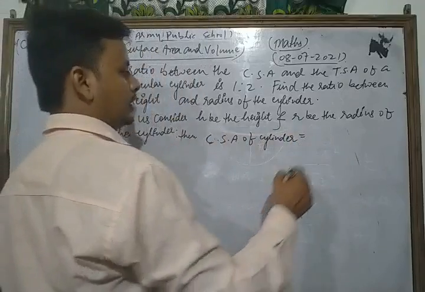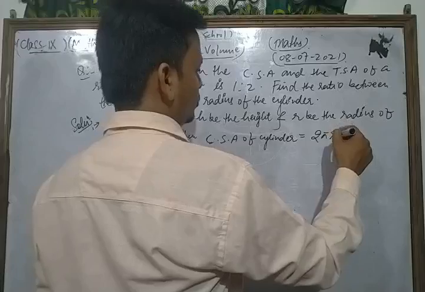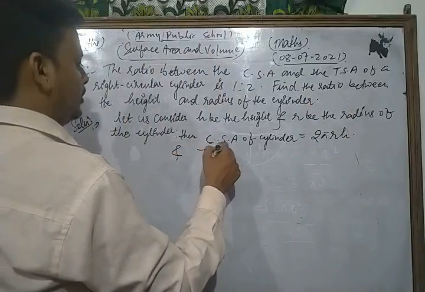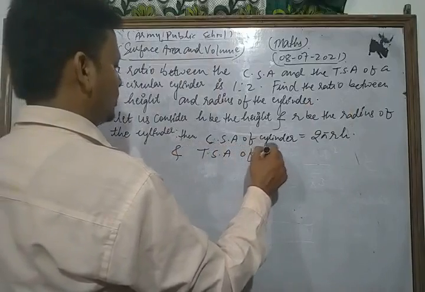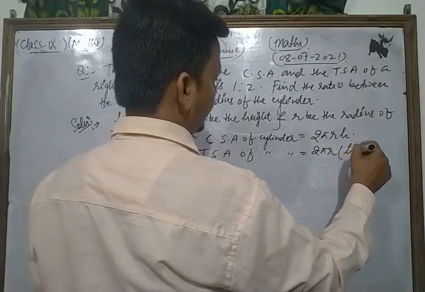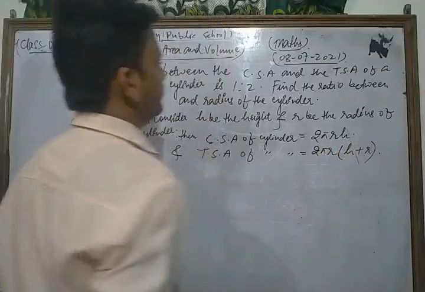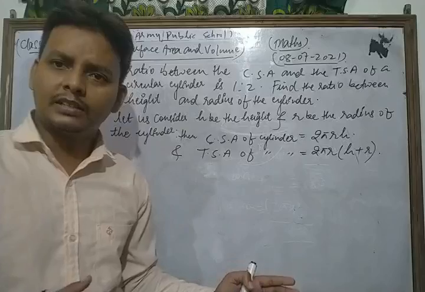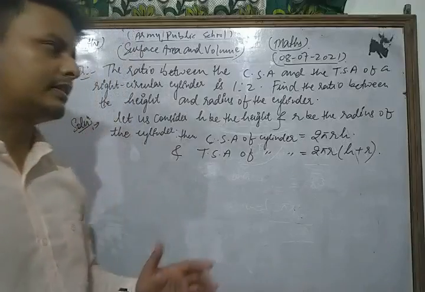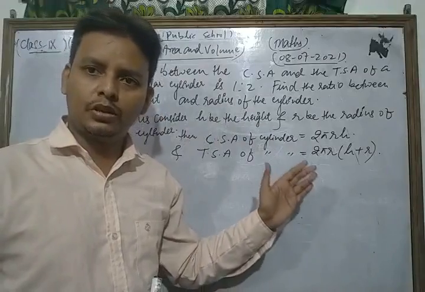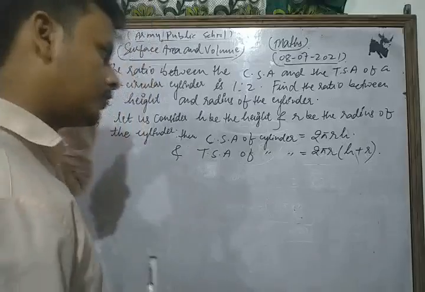The curved surface area of the cylinder is what? This is 2 pi r h, and the total surface area of the cylinder is what? 2 pi r (h plus r). In the previous class, dear students, we discussed all the important formulas related to that topic. Okay, now look.